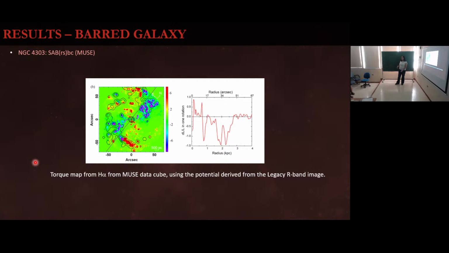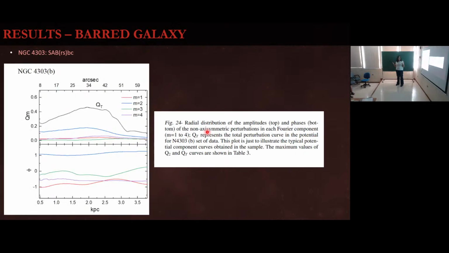We can use many kinds of data to see the behavior of the torques, and we are experimenting with MUSE data cubes using the H alpha emission line. So we apply the same method, but instead of using the molecular gas, we use H alpha, and we obtain basically the same map. The only difference is that the H alpha emission is a little bit more flocculent than the CO, which is more extended. That causes these variations on the curve, but in general, you can see that it's quite the same.